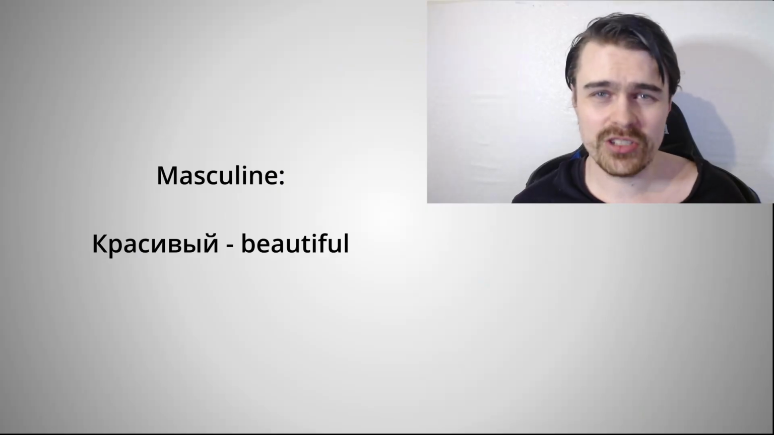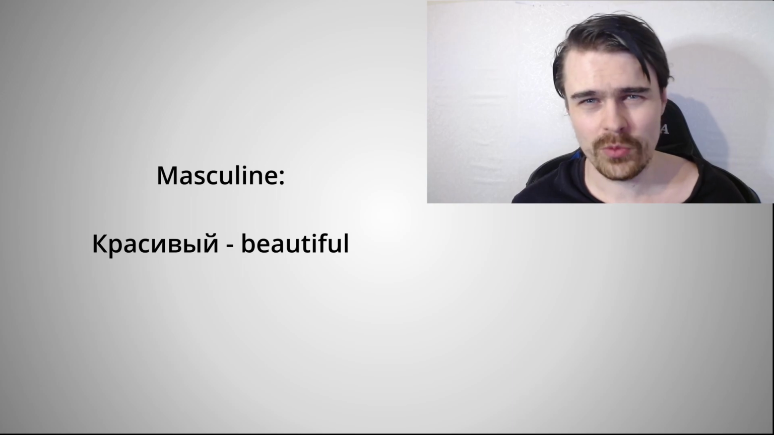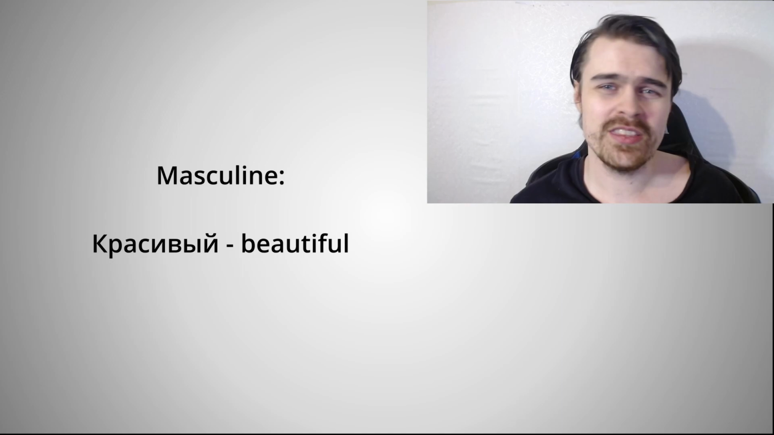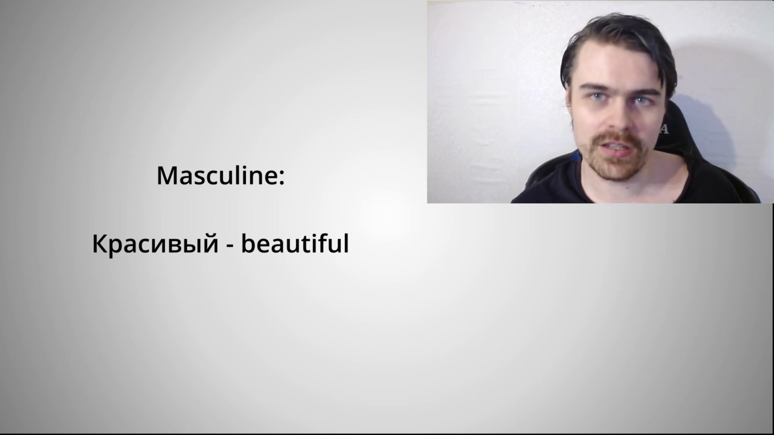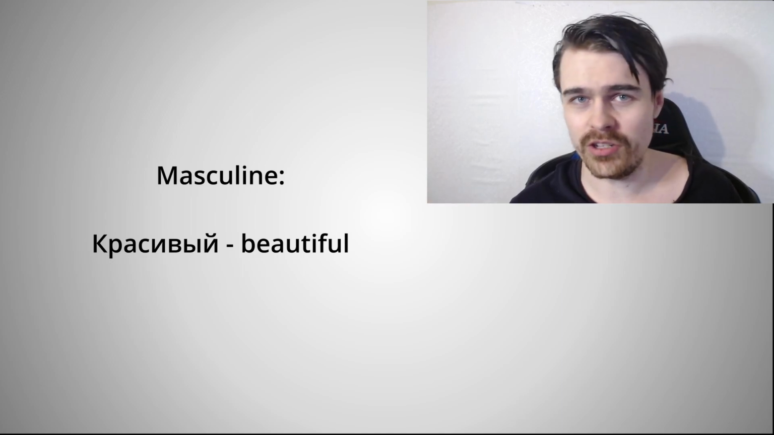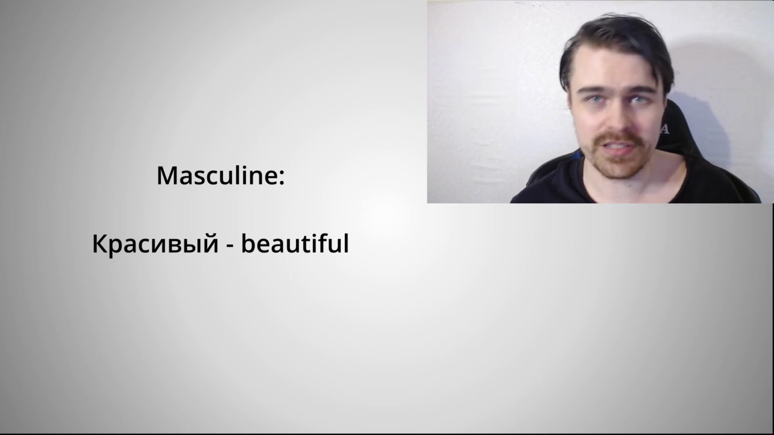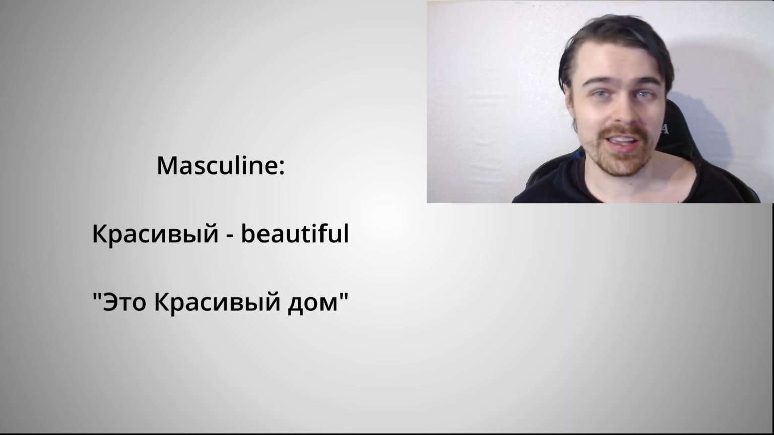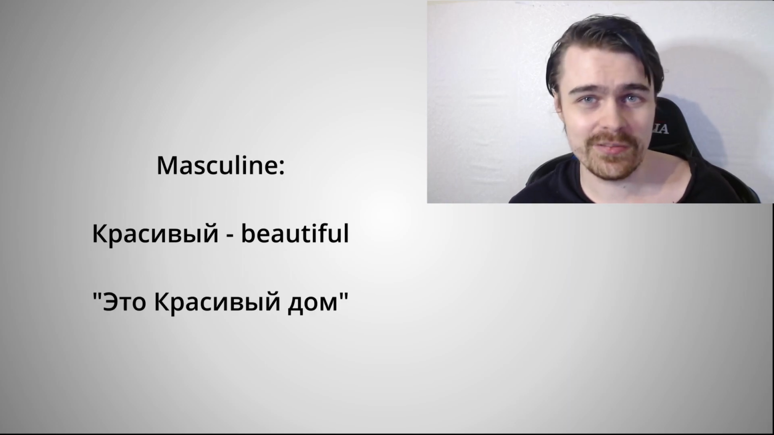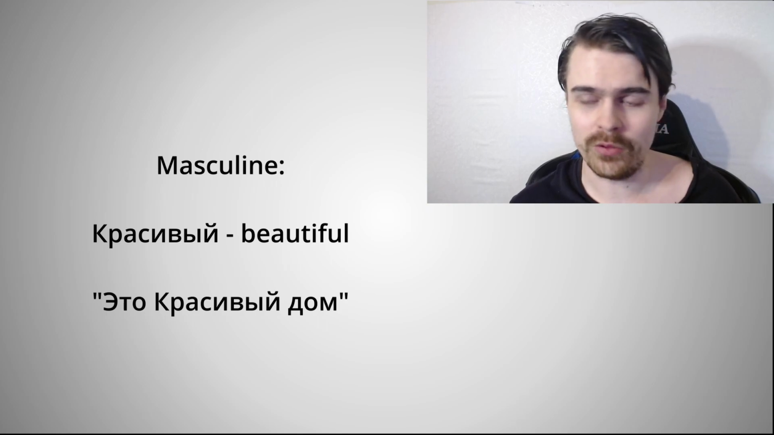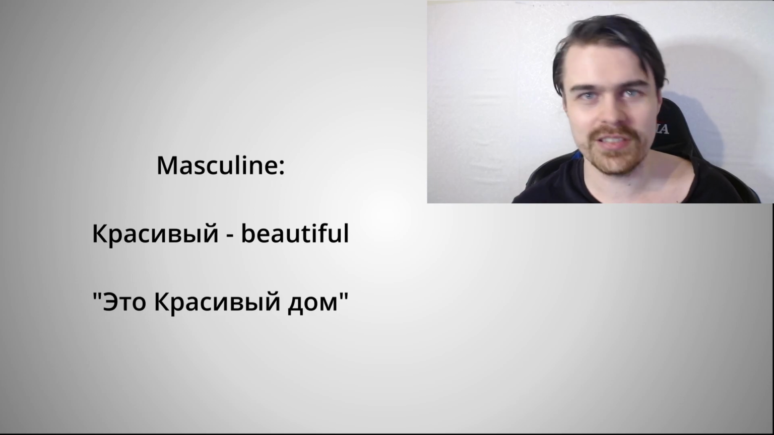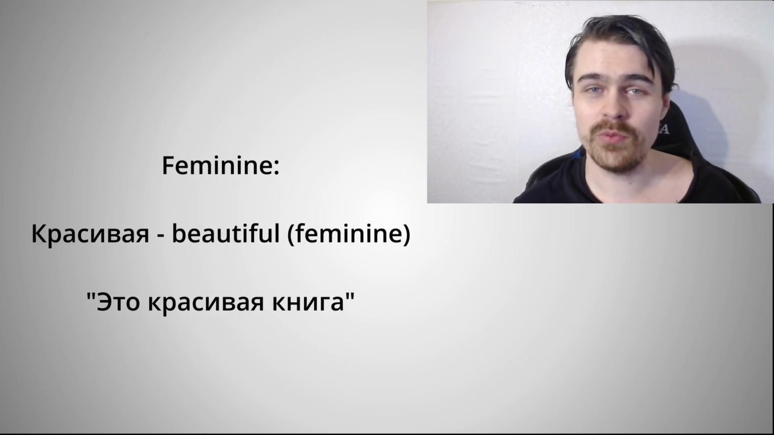So here are some examples. We're going to use the adjective красивый, which means beautiful. In the dictionary form, you'll always see the masculine form of the adjective. So красивый is masculine. Say for example we have дом. Дом means house. Это красивый дом. This is a beautiful house. It ends in a consonant, an M, so it's masculine. Красивый дом.